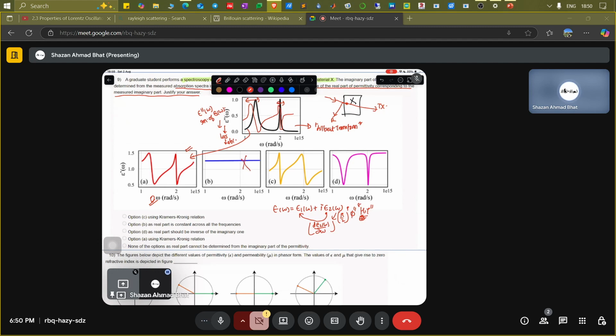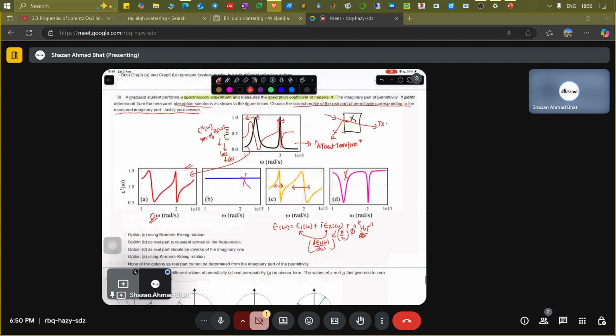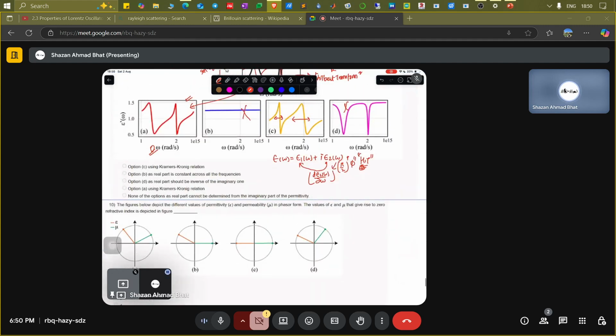So this is not correct. This obviously is not correct because you need to have a change at that particular frequency in the real part of the permittivity. And this is wider here and narrower here, which is obviously not going to happen as per the given loss function. So option A, using the Kramers-Kronig relation, is the correct option.